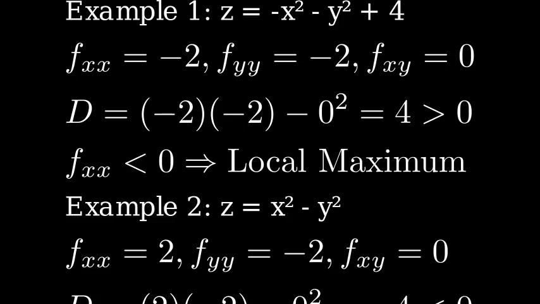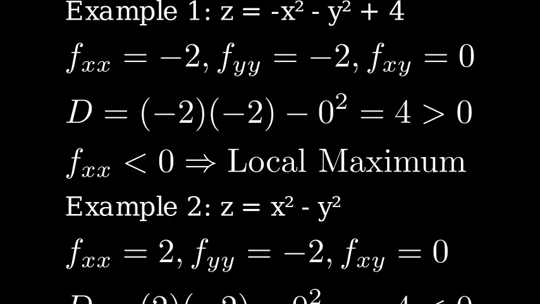For the paraboloid z equals negative x squared minus y squared plus 4, the Hessian at the origin has f underscore xx equals negative 2, f underscore yy equals negative 2, and f underscore xy equals 0. The determinant is 4, which is positive, and f underscore xx is negative, so this confirms it's a local maximum. For the saddle function z equals x squared minus y squared, the Hessian at the origin has f underscore xx equals 2, f underscore yy equals negative 2, and f underscore xy equals 0. The determinant is negative 4, confirming it's a saddle point.